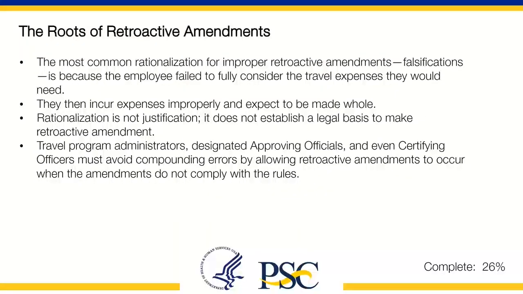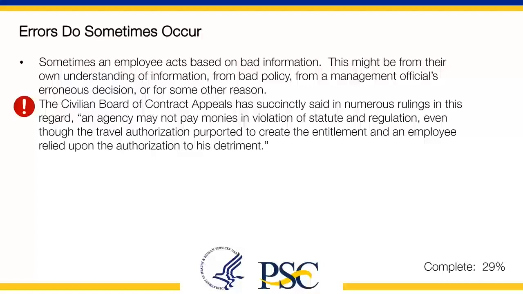The most common rationalization for improper retroactive amendments, falsifications, is because the employee failed to fully consider the travel expenses they would need. They then incur expenses improperly and expect to be made whole. Rationalization is not justification, it does not establish a legal basis to make retroactive amendment. Travel program administrators, designated approving officials, and even certifying officers must avoid compounding errors by allowing retroactive amendments to occur when the amendments do not comply with the rules. Sometimes an employee acts based on bad information.